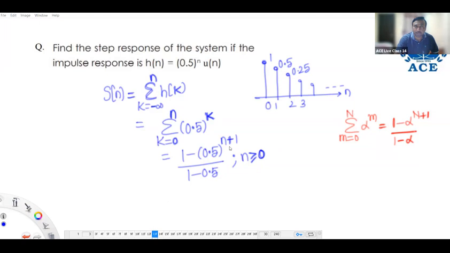I have written in terms of general n. I have not taken it till infinity. S of n, the left side quantity, is in terms of n only. That is a geometric progression only.